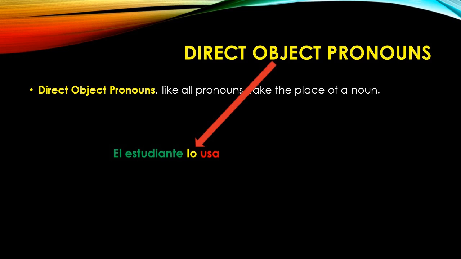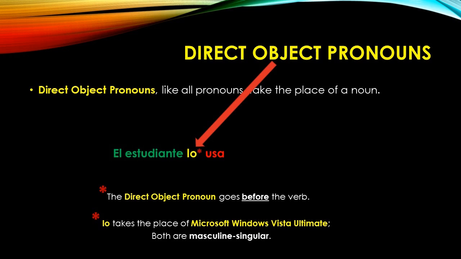And unlike in English, in Spanish, the direct object pronoun always goes before the verb when there's only one verb in a sentence. And it has to match the same gender and number as the noun it replaces. So lo and Microsoft Windows Vista Ultimate are both masculine singular.